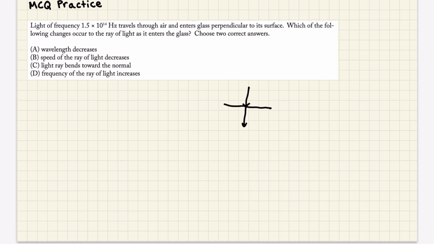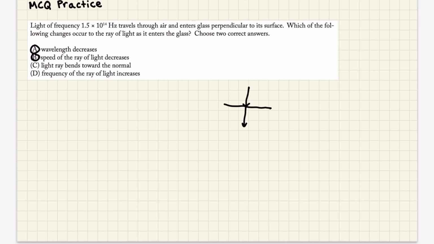And so the light ray doesn't really bend towards the normal. It cannot. It's already at normal. Normal just means perpendicular. So it's already perpendicular. And so C is wrong right off the bat. What about the rest of them, though? Technically speaking, we can also eliminate D because we know that the frequency does not change. It's only the wavelength and the speed that change. So technically, we already know that our answers are going to be A and B.